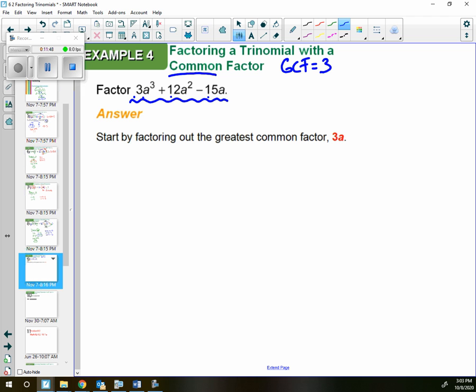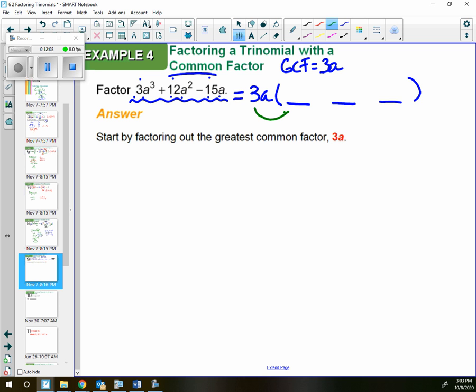I have an a cubed, an a squared, and an a. Don't all of them have at least an a in there? So I can pull out that GCF of 3a. Now, remember when we did GCFs, if you start with a trinomial, I'm going to have 3 terms on the inside. If I multiply this back through, it has to give me the same original trinomial.